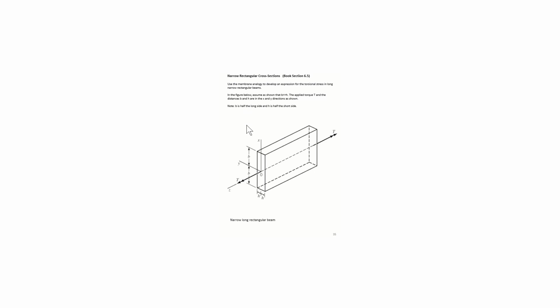In these long, narrow cross sections, we defined the short side to be 2H and the long side to be 2B. And those are kind of different than what you're probably used to, but that's the nomenclature that's used in our book, so we'll follow it. If we look at what the soap film would look like for a long, narrow cross section, we see that for most of the cross section, it's constant. This would be a top view, a side view, and an end view.